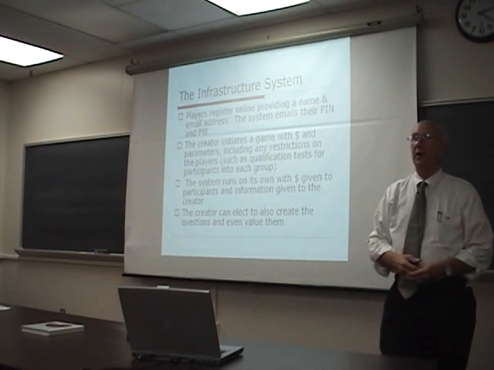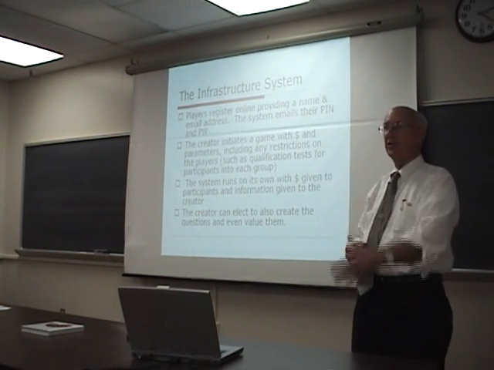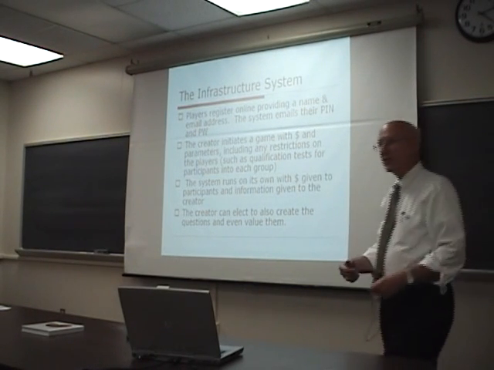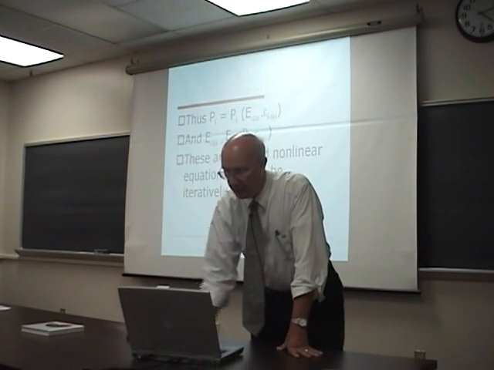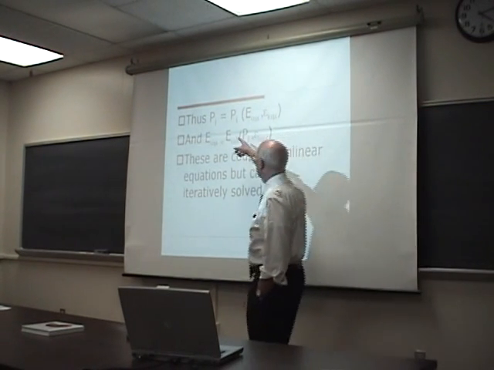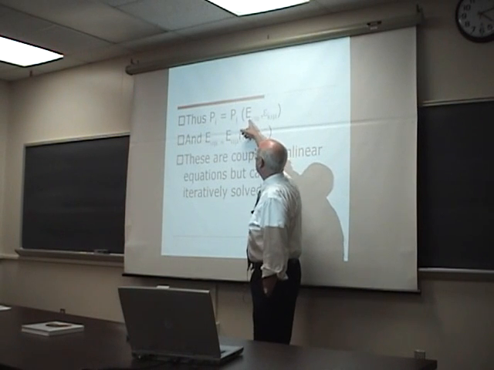Another group begins asking questions. Another group begins valuing those questions. A final group begins answering the questions that are there. The system is self-sufficient, and it turns out that this is a system of coupled nonlinear equations. You can see that this is true because if you start out, the probability that a person is going to be correct, if we just grade them, it's going to be the probability.